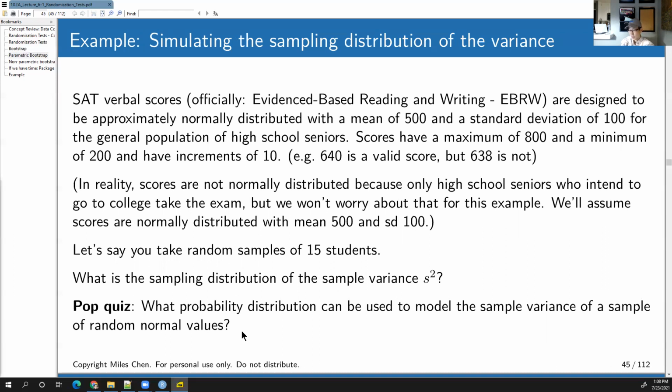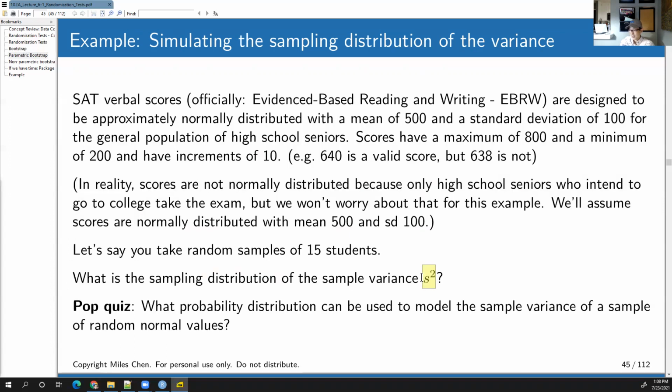In reality, the scores are not actually normally distributed, because the students who take the SAT exam are not representative of the general population. But here we're going to assume scores are normally distributed with a mean of 500 and standard deviation 100, and we're going to take random samples of 15 students. The question is, what's the sampling distribution of the sample variance S squared? Do you remember this from Stats 100B? What's the sampling distribution of the sample variance?